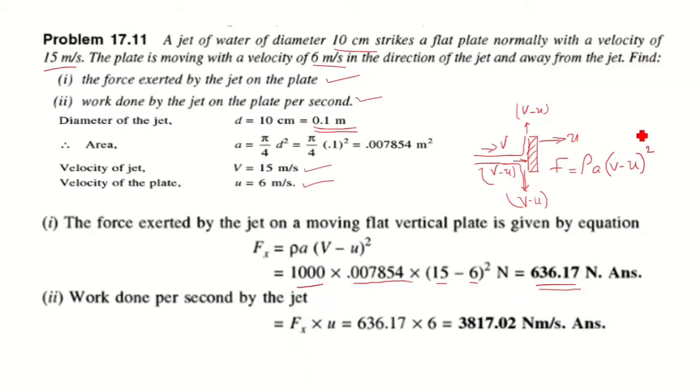Work done per second by the jet: here work is there because, due to the force exerted by the jet, the plate is moving at a velocity of u. It is moving in the same direction. So work done is the force exerted into the distance moved in the direction of movement per second. The force exerted is 636.17 Newton into u, which is 6, equal to 3817.02 Newton meter per second. So this is the work done per second by the jet.